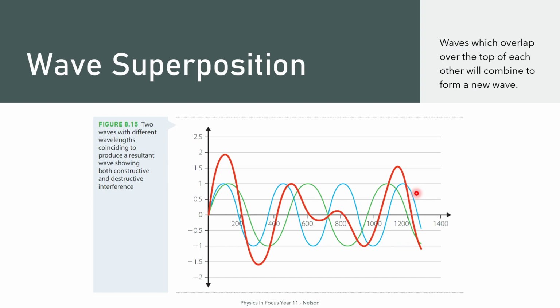At some point in this example, there is some constructive interference, say at this point. However, in this section, there is some destructive interference where both waves are actually working against each other, resulting in a smaller amplitude or smaller displacement in the wave.